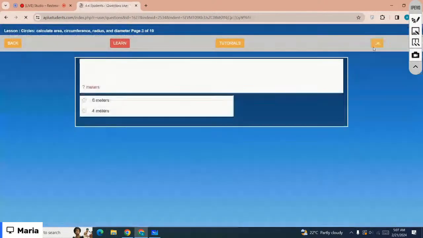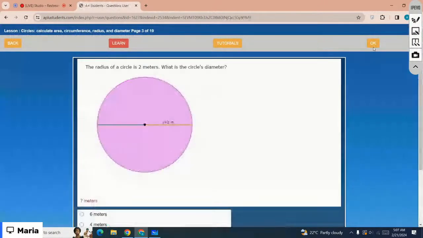Okay, the next one is: the radius of the circle is... What is the circle's diameter? Which is the correct option? We are on grade 7 math. The chapter we are working on is geometric measurement, and the lesson we are on is circles: calculate area, circumference, radius, and diameter.